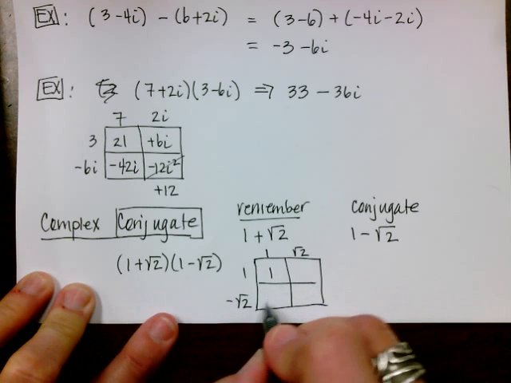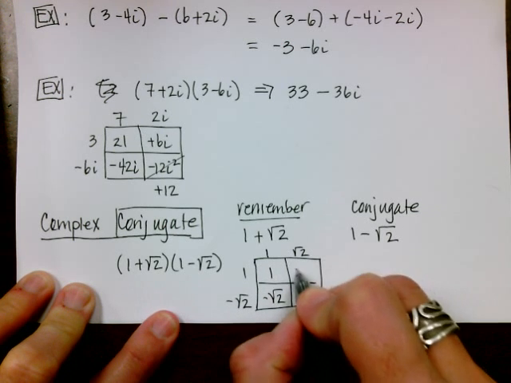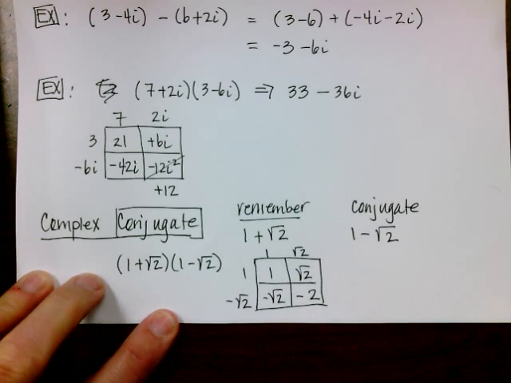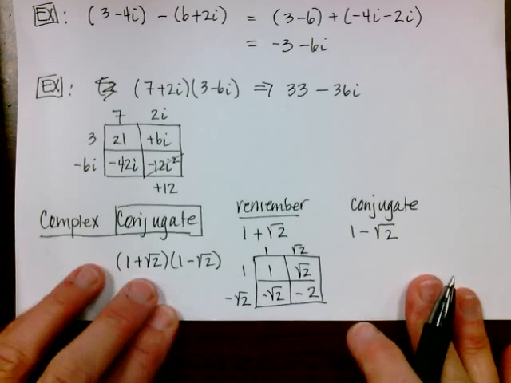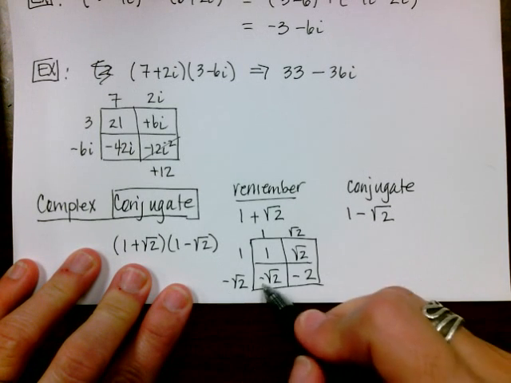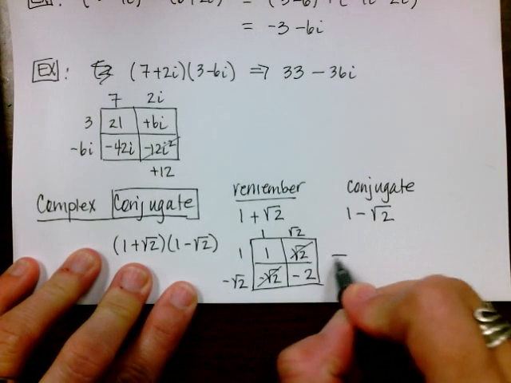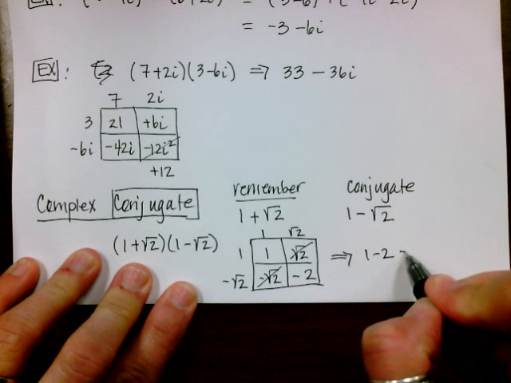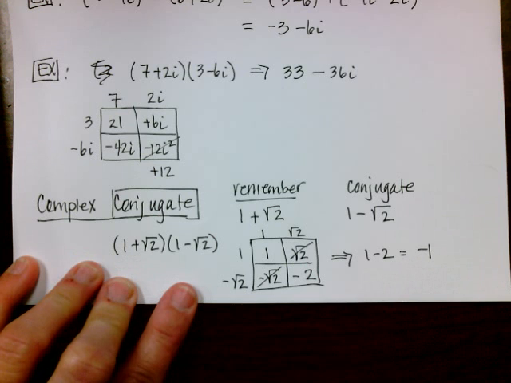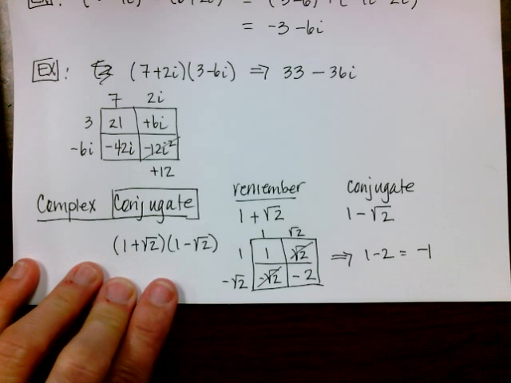Here's the 1. Then I have a negative radical 2, a positive radical 2, and then I have a negative 2, because a radical times a radical ends up being what's on the inside, keep the sign. These two terms cancel, and then I would get 1 minus 2, which is a negative 1. So that is the information that we covered previously on conjugates.